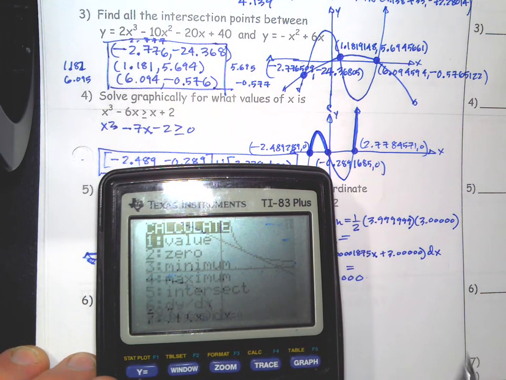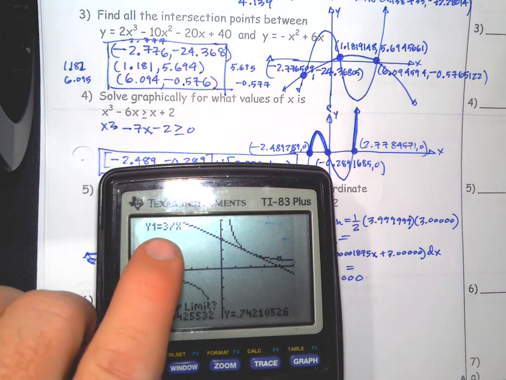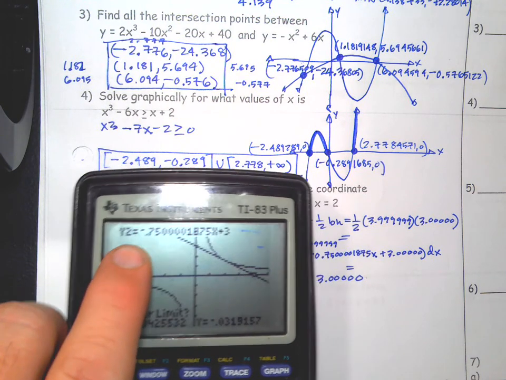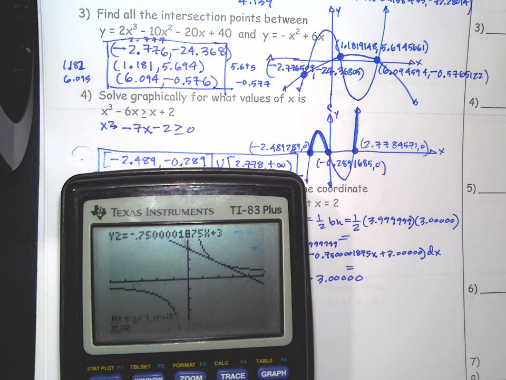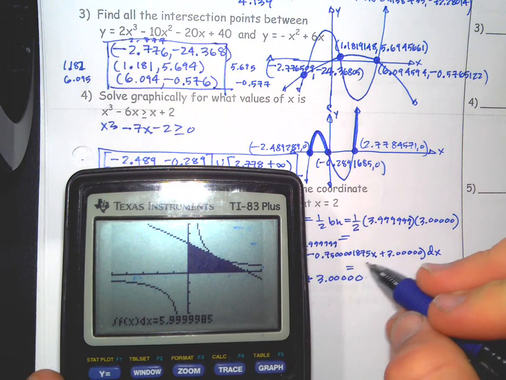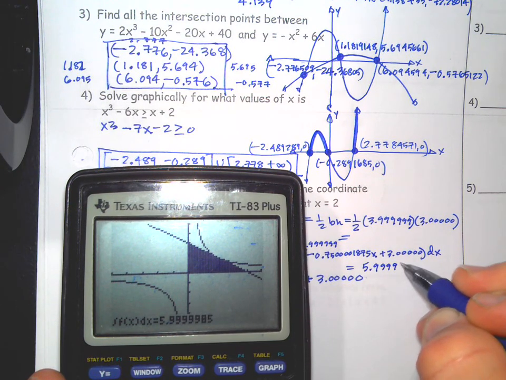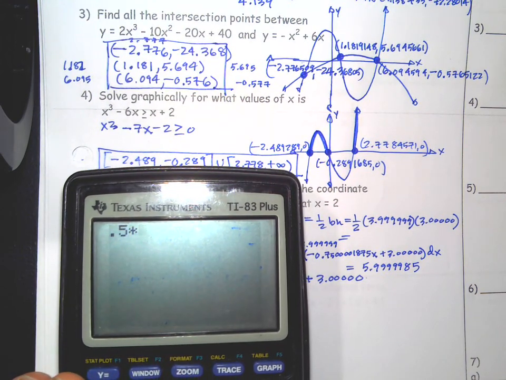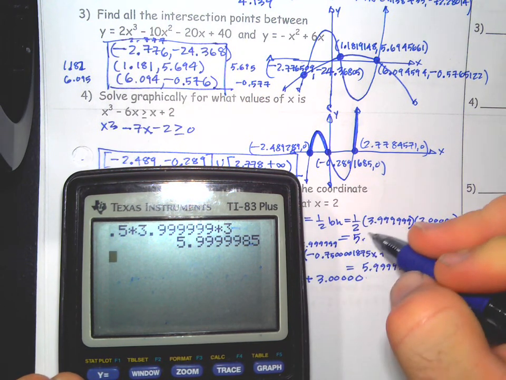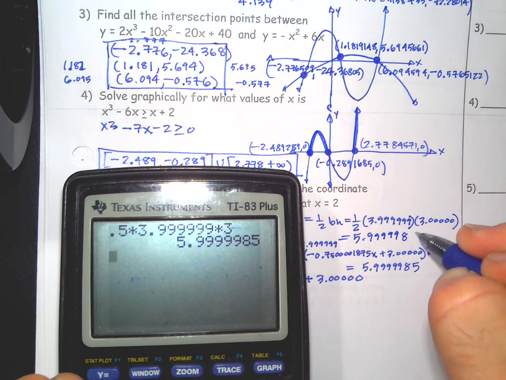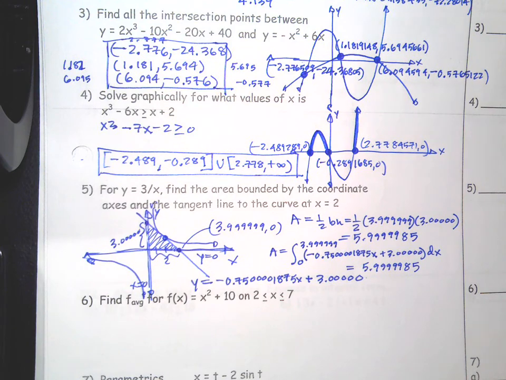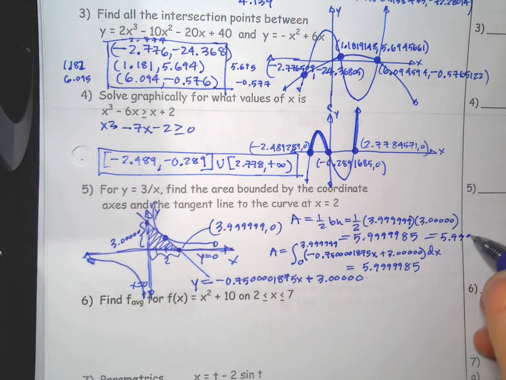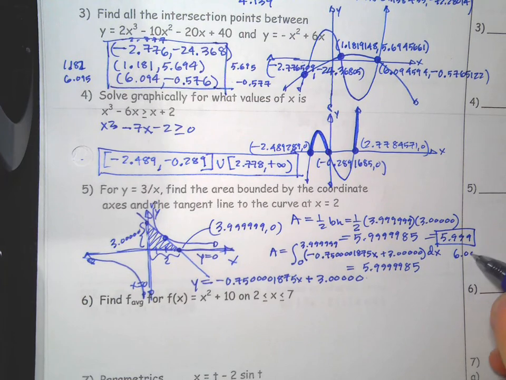On the calculator, you could do second calc, number 7. You don't want to integrate the rational function. You want to integrate the tangent line that you entered in. Type 0, and then 3.99999. It shades it in, and we get 5.999985. The other way, we could do 0.5 times 3.999999 times 3 equals 5.999985. Same answer. Final answer, 3 decimal accuracy, so just 5.999 or 6.000.